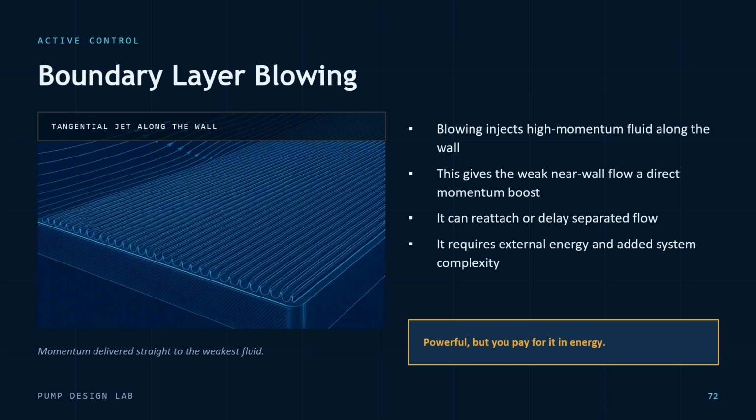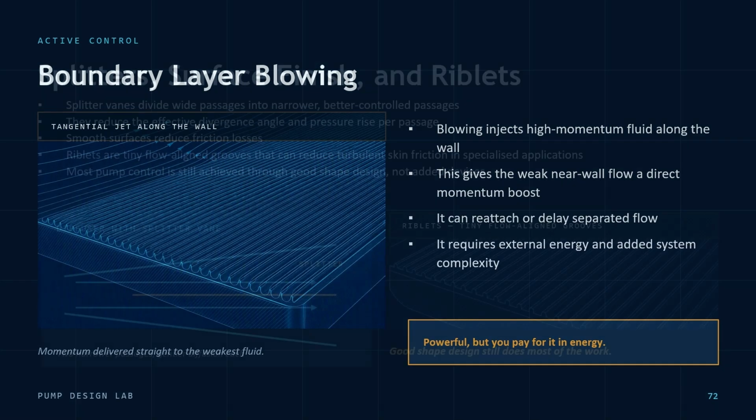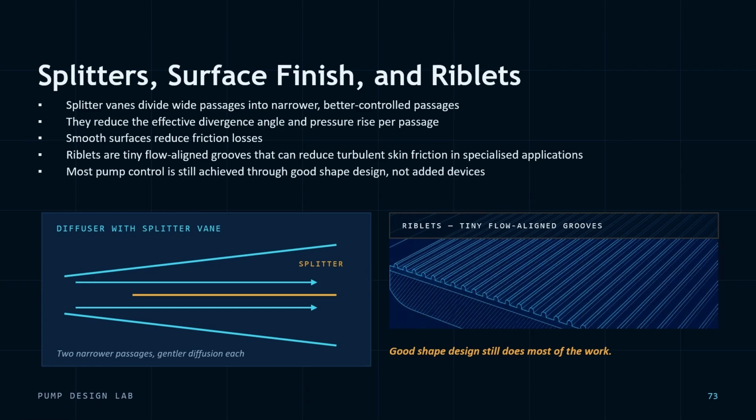Splitter vanes, surface finish, and riblets. Splitter vanes are a practical geometric method for wide diffuser passages. By dividing one wide passage into narrower passages, they reduce the effective diffusion demand and help control separation. Surface finish also matters. Smoother surfaces generally reduce friction. In specialized applications, tiny streamwise grooves called riblets can modify near-wall turbulent structures and slightly reduce turbulent skin friction.